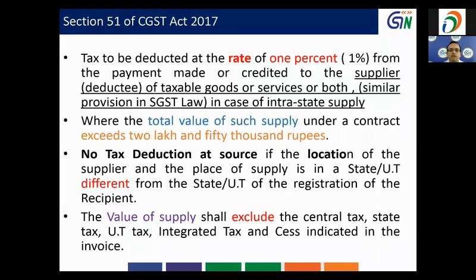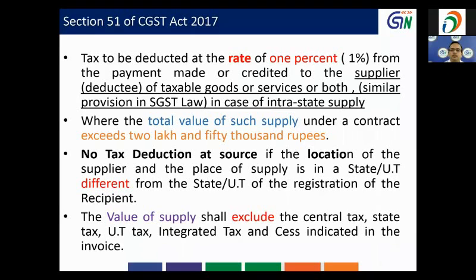And the deduction is to be made when the total value of such supply under a contract exceeds 2,50,000 rupees. So if you are getting a supply of more than 2,50,000 rupees under a contract, then you have to deduct 2% tax on it. 1% of the tax will be CGST and 1% of the tax will be SGST. And you have to deposit this tax in the account of the government.